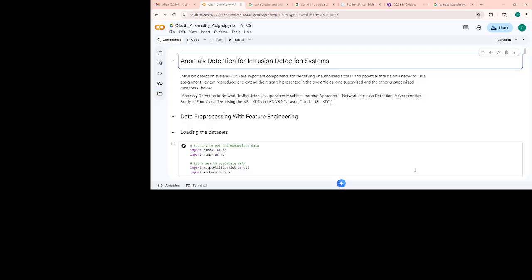This week we have been looking at anomaly detection for intrusion detection systems. Generally, we built models using both supervised and unsupervised machine learning, and compared the performance of these models to see which model is best in anomaly detection.